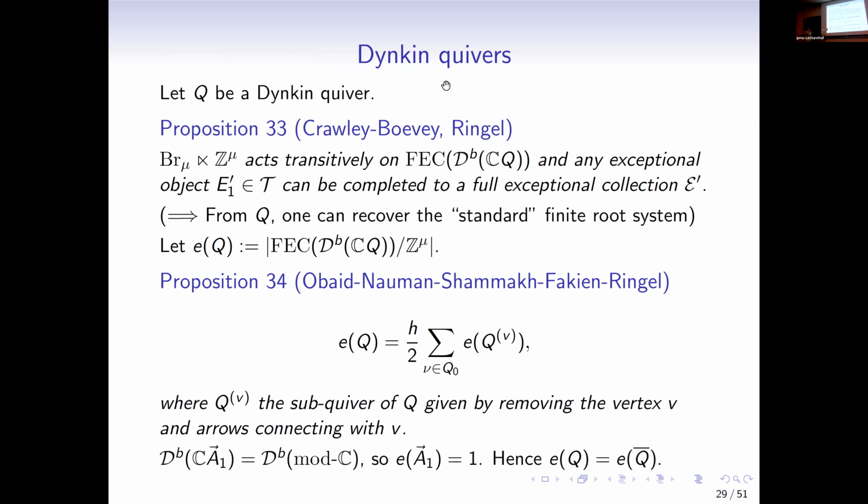And in this case, these two assumptions are known by Trinkov and Ringel. And consider this number. Obviously the set of free exceptional collections is an infinite set, so we first divide by the translation action and consider this number E of Q. Then these people from representation theory show exactly the same recursion as this recursion.